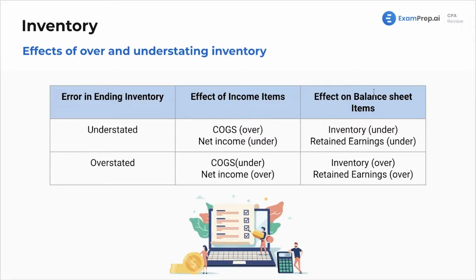And what's our effect on the balance sheet items? Well, inventory is going to be understated. Ending inventory is understated. Yes, this is ending inventory, right? So cost of goods sold is overstated because your ending inventory is understated, right? And these are what is remaining. Your ending inventory is what remains at the end.